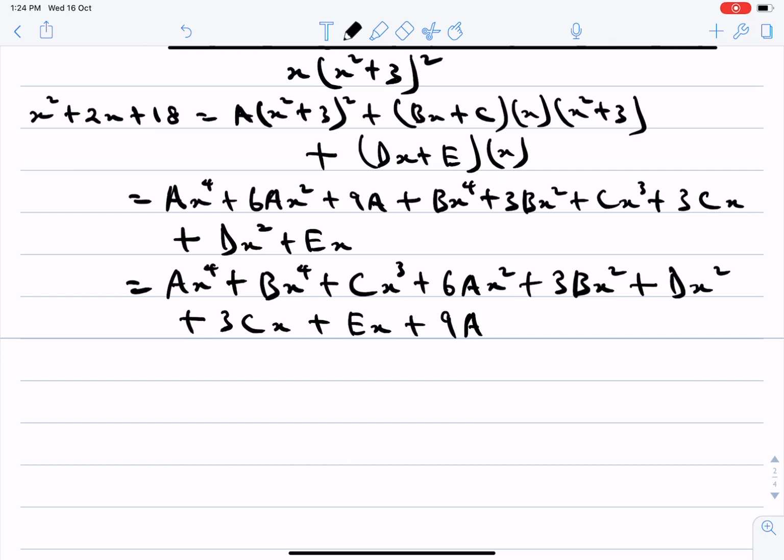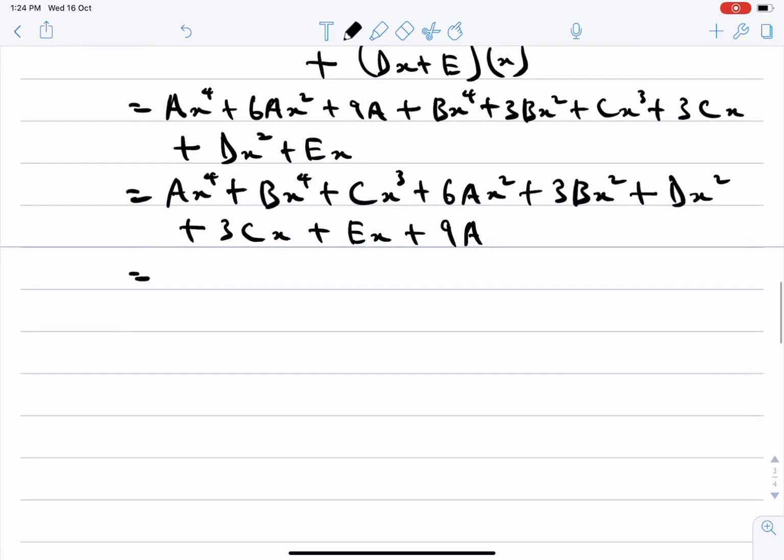Let me count the number of terms I have in the previous equation on the right hand side: 1, 2, 3, 4, 5, 6, 7, 8, 9. And let me see if it's the same here: 1, 2, 3, 4, 5, 6, 7, 8, 9. That's correct.